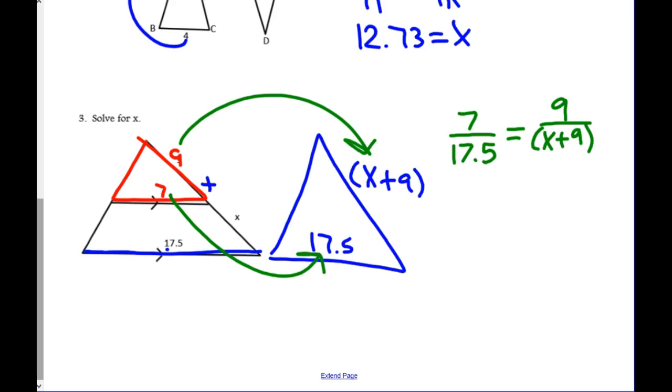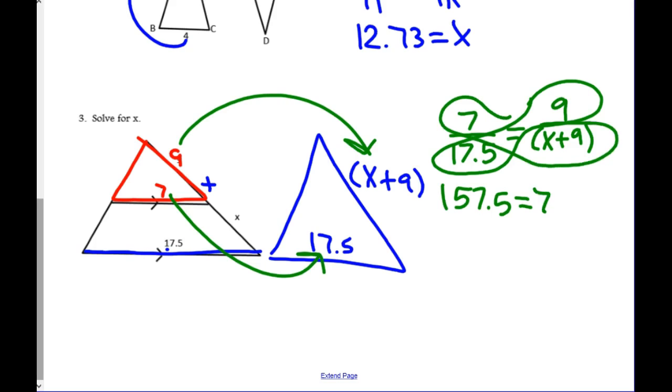What is 9 times 17.5? 9 times 17.5. 600. That don't seem right. It's like 150 something. Somebody help me. 157.5 equals, and now I'm going to multiply this times this. 7 times x plus 9. And then distribute. What's 7 times x? 7x. 7 times 9 is 63.